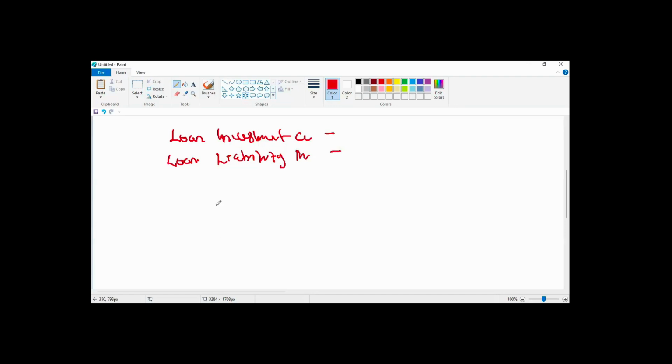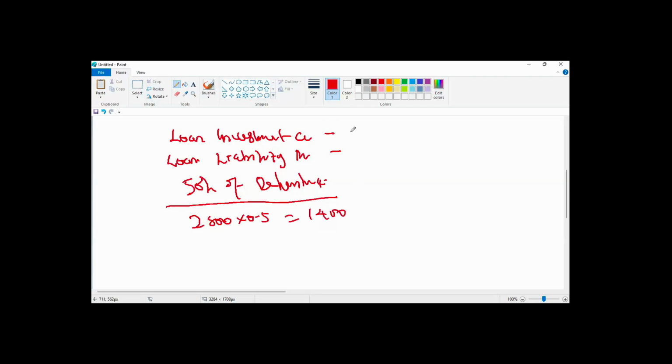You eliminate. But how many percent? You say you acquire 50% of the debenture. How do I know the 50% of the debenture? What is the debenture of the subsidiary? It is the parent that acquired 50% of the debenture in the subsidiary. If you look at the question, 12% debenture. The subsidiary is 2.8. So 2.8 times 0.5 equals 1.4.